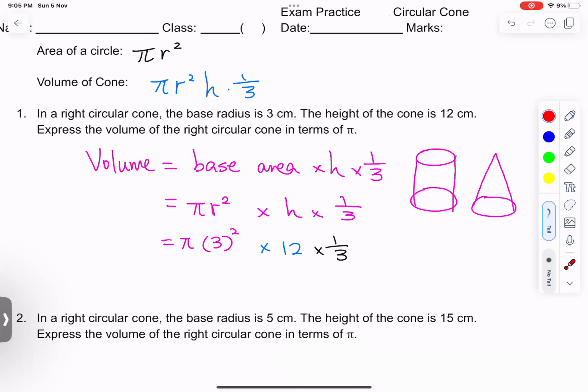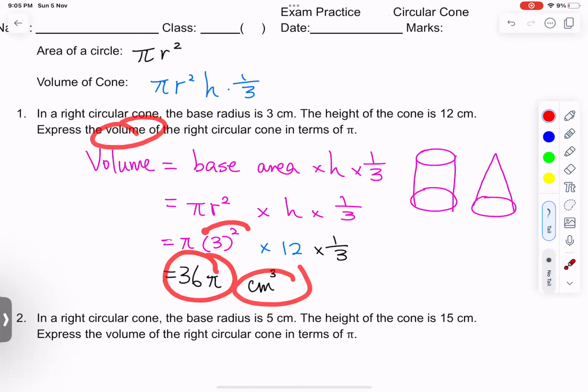So you have 9. Click all the numbers together, but don't click pi in the calculator because in the end, you need the answer to have pi. So just click 9 times 12 divided by 3, because this is down, so it means divide. So you get 36 pi. Don't forget to write the pi, cm cube. Cube because it's a volume.